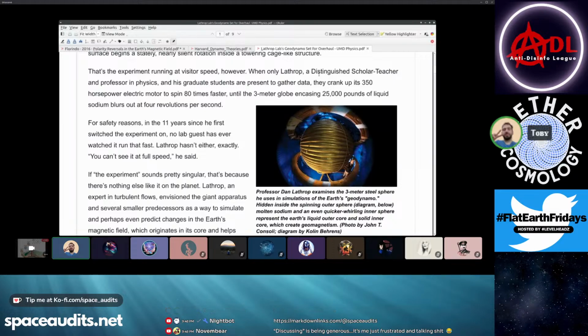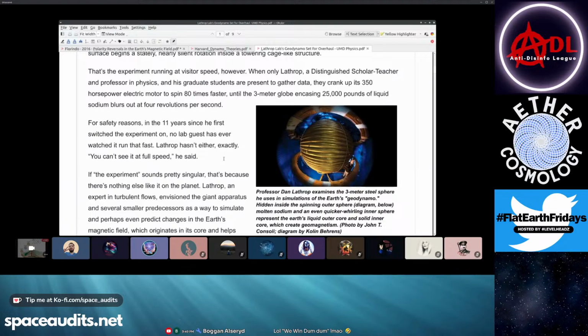When only Lathrop, a distinguished scholar teacher and professor in physics, and his graduate students are present to gather data, they crank up its 350 horsepower electric motor to spin 80 times faster until the 3-meter globe encasing 25,000 pounds of liquid sodium blurs out at 4 revolutions per second. For safety reasons, in the 11 years since he first switched the experiment on, no lab guest has ever watched it run that fast. Lathrop hasn't either, actually. You can't see it at full speed, he said.